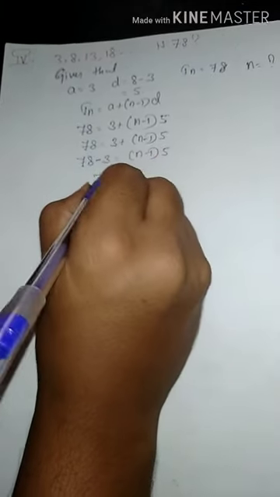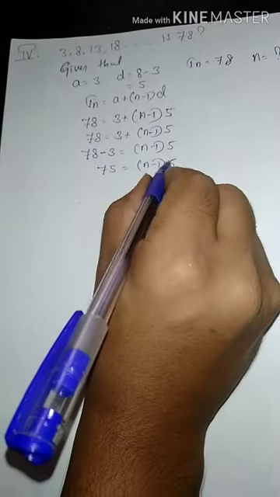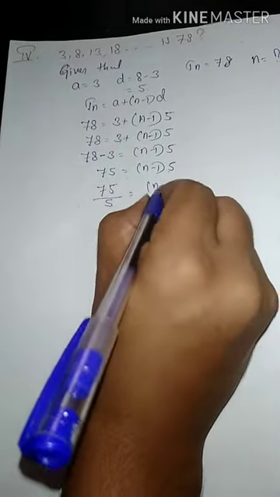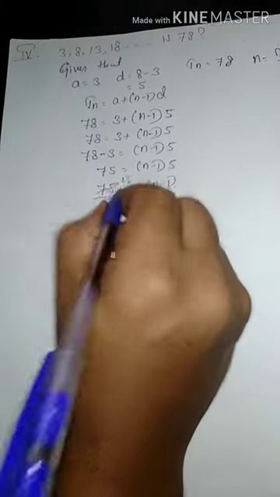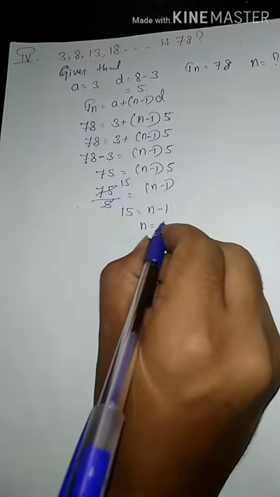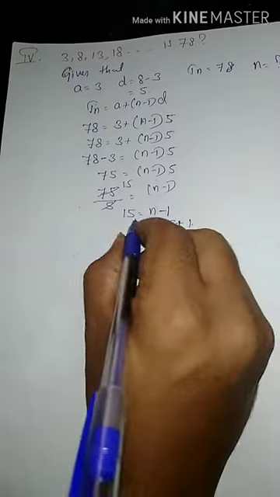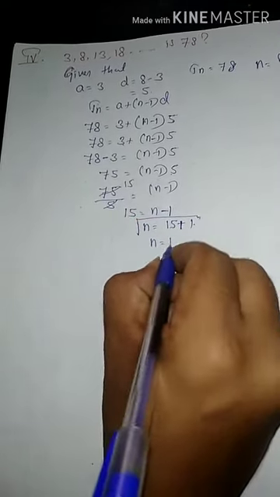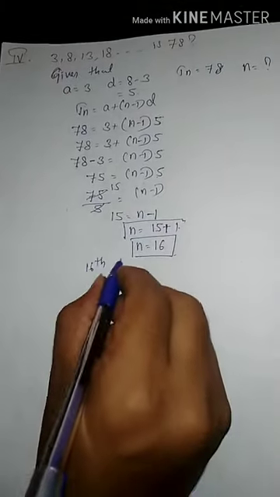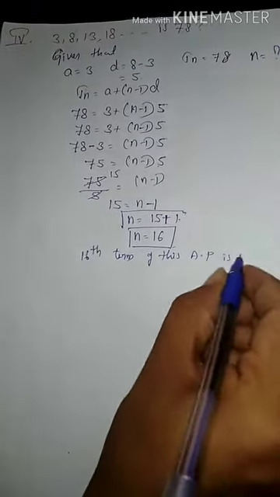78 minus 3 is 75, which is equal to (n minus 1) into 5. Here this 5 moves to the left-hand side and becomes a division: 75 divided by 5 is equal to n minus 1. 5 ones are 5, 5 threes are 15. So 15 is equal to n minus 1, and n is equal to 15 plus 1. This minus 1 moves to the left-hand side and becomes plus 1. 15 plus 1 is 16. So n is equal to 16. So the 16th term of this AP is 78.